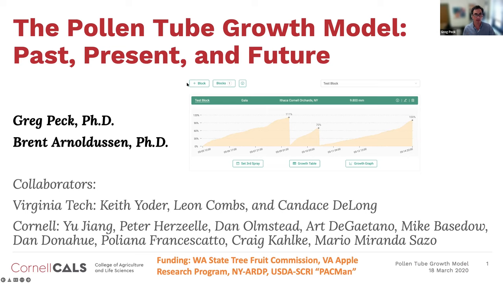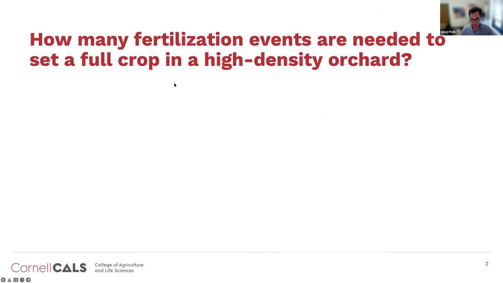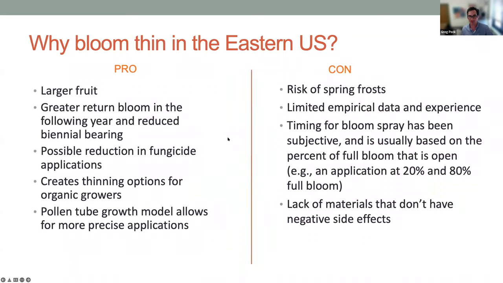Okay, so my appointment is teaching and research. I do a little bit of extension. So as a teacher, I always like to ask pop quiz questions. So I am going to ask you to answer this in the chat while I go through the talk, and then we'll revisit this question later. How many fertilization events are needed to set a full crop in a high density apple orchard? You can throw out some guesses or figure out what that might be, and then I'll come back to it and give you my assumptions on that.